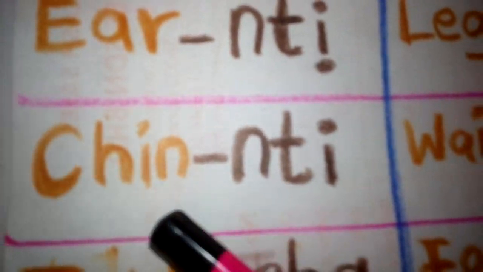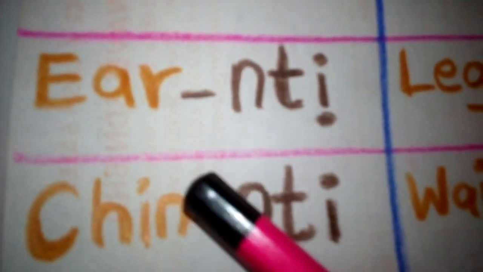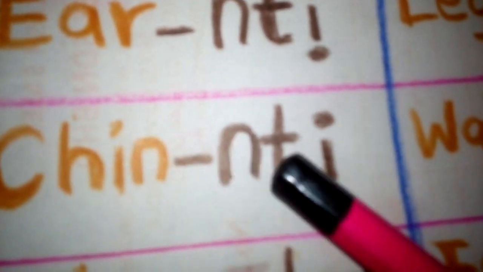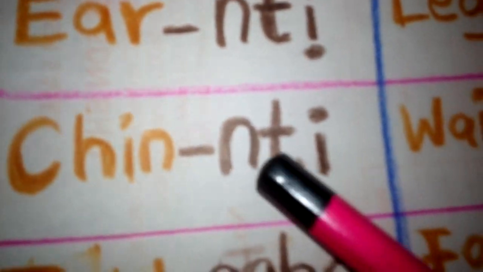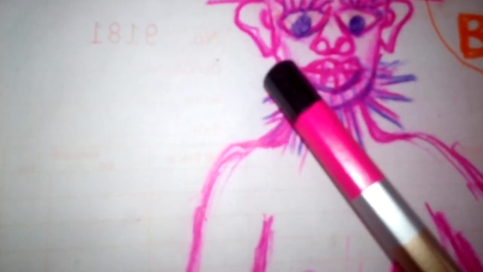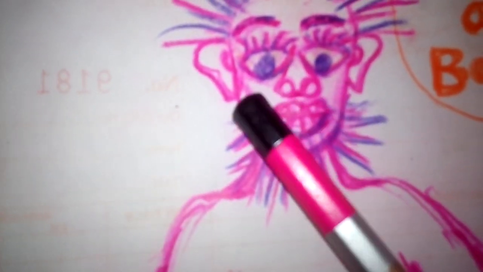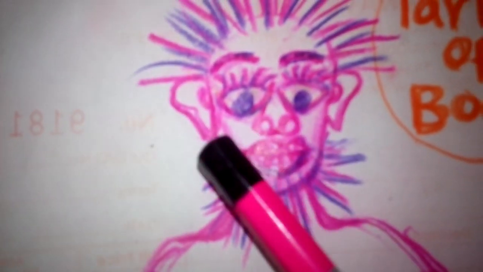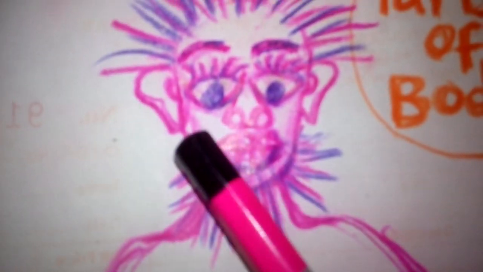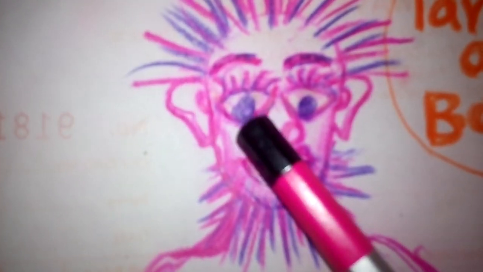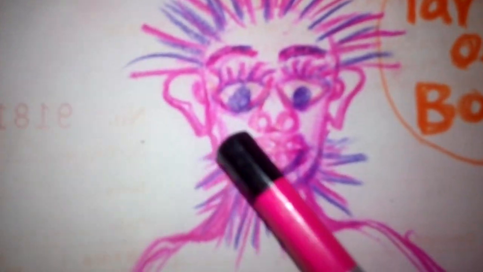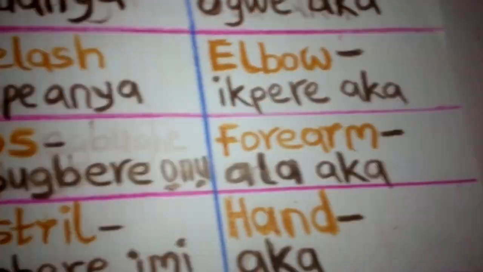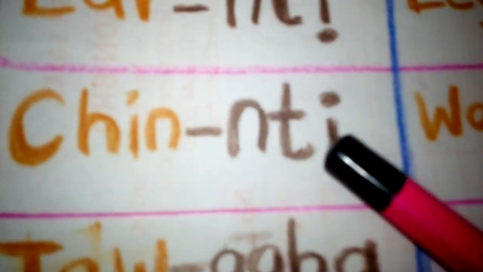Chin, nti. Ear is nti. Chin is nti. So nti is here. These two sides that normally pop out on your face, here and here, are known as nti.